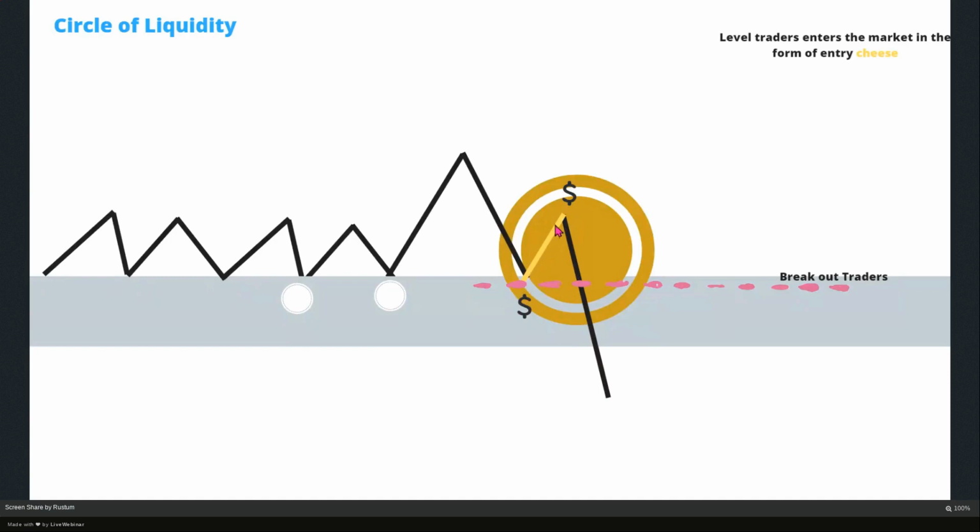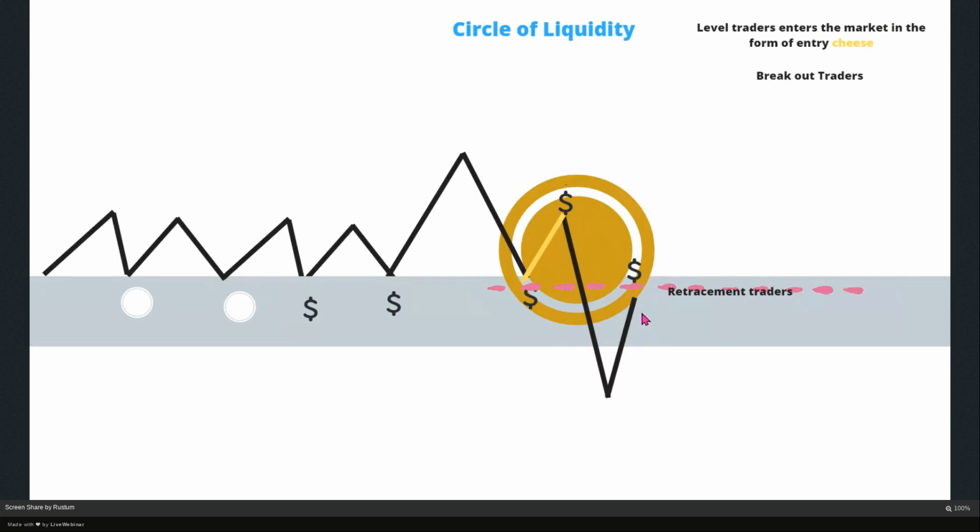So you can see here now the circle of liquidity is forming. All the types of traders need to have their stops taken out before the manipulation traders come in, like us. We're waiting for the whole thing to happen before we pull the trigger on the circle of liquidity. So we have our level traders here. Then we have our breakout traders. Now they are both aggressive.